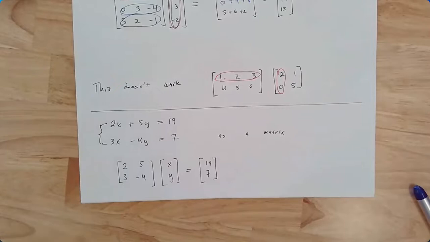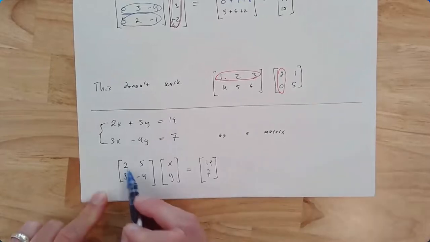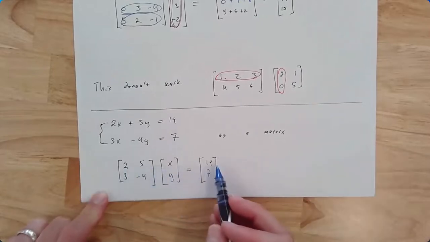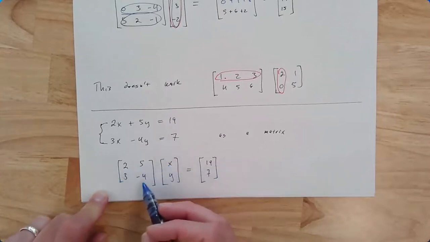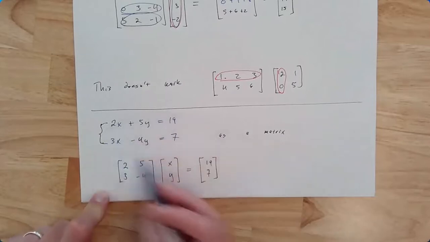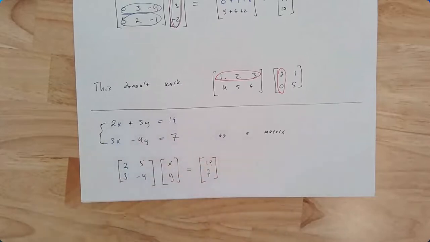If you read the first row times the first column, it says 2 times x plus 5 times y equals 19. And if you read the second row times the first column, it's 3 times x plus -4 times y equals 7. It's exactly the same. So being comfortable getting from a system of equations to the matrix equivalent is a good skill to have, because it will come up often.